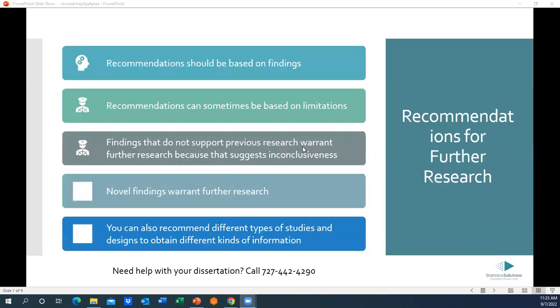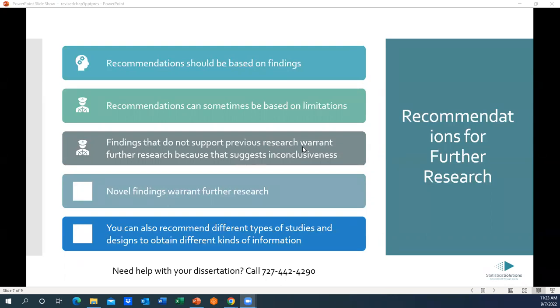Okay, and another section, recommendations for further research. It's just like it sounds. What are you going to recommend for further research for the researchers moving forward? Right. Now, this is not a general kind of recommendation, right? It's based specifically on what you found. And sometimes it can be based on limitations of your study as well. But they have a specific connection to your findings.